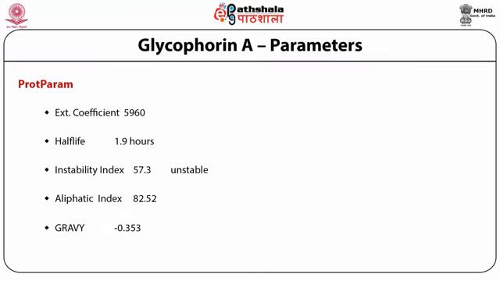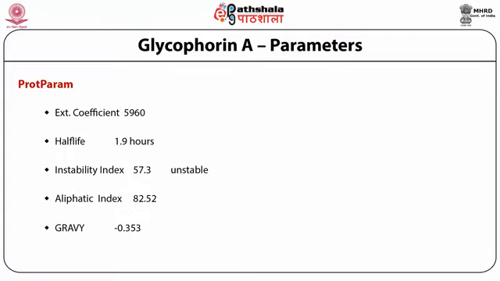For glycophorin A, we find no cysteine, no tryptophan, but 4 tyrosine residues. Therefore, the molar extinction coefficient at 280 is equal to 5960 per mole per centimeter. ProtParam tool also reported the same.